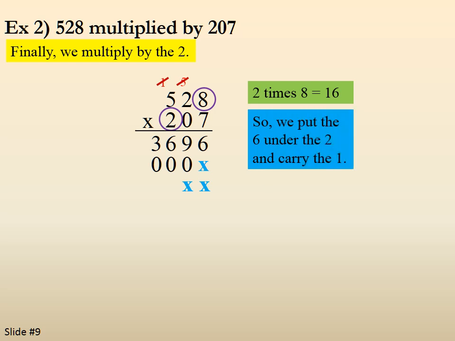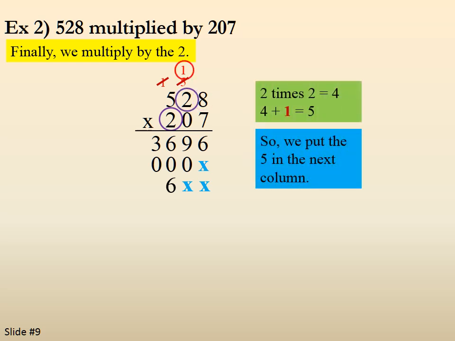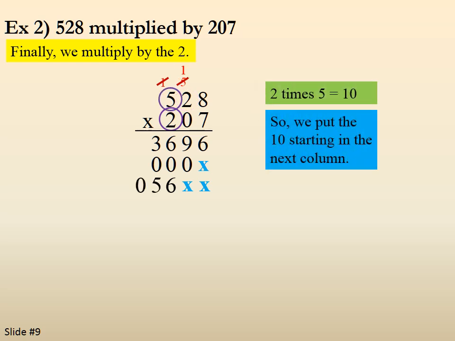2 times 8 is 16. Write the 6, carry the 1. 2 times 2 is 4, plus the 1 is 5. So I put down the 5. And then 2 times 5 is 10. So I write down the 10.